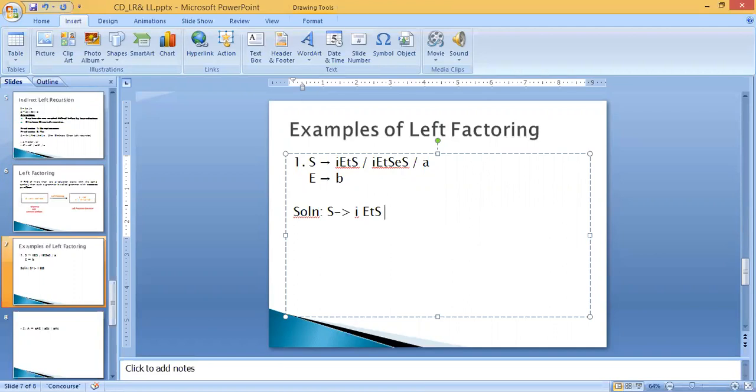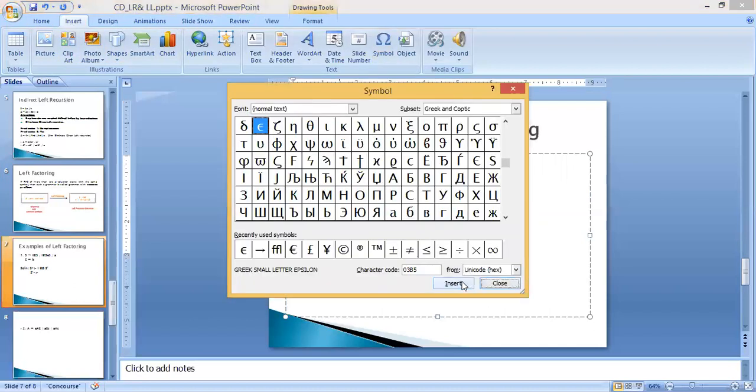What should I write after that? After that, I have to introduce a new non-terminal. I shall write it as S dash. Since I have introduced a new non-terminal, I need to define what S dash is. S dash is nothing but, in the syntax it was A dash, now it is S dash. So the alpha part. What is alpha? So do we have alpha here? See here, no alpha. So what is no alpha? Any idea? It is nothing but epsilon.